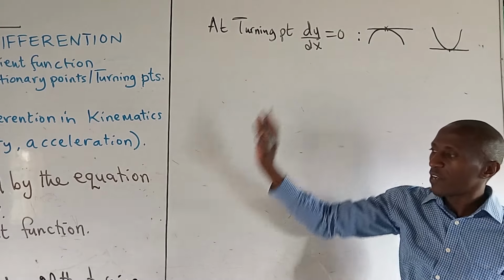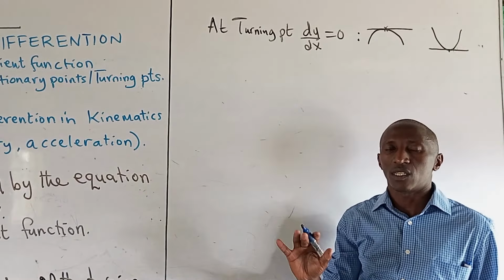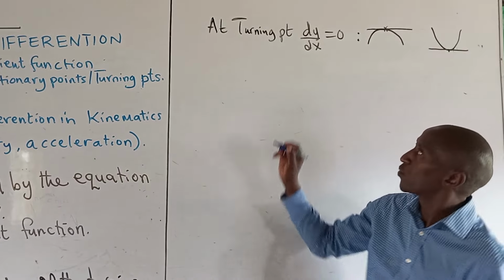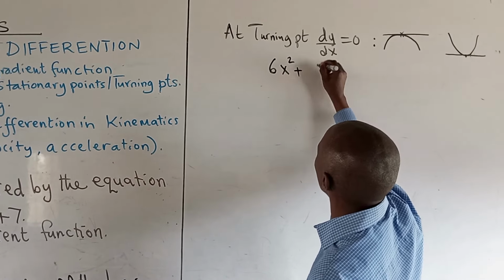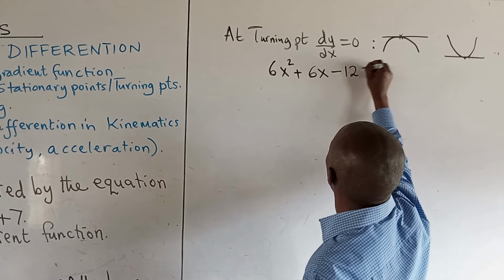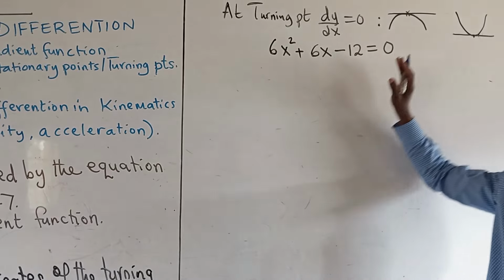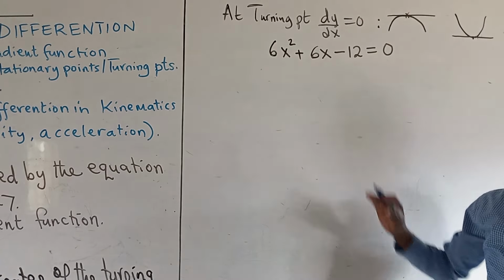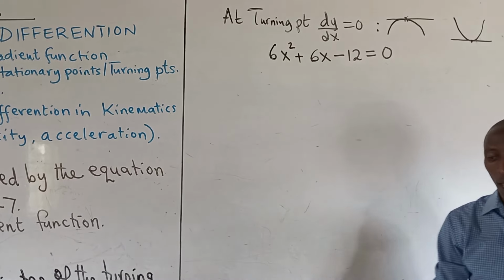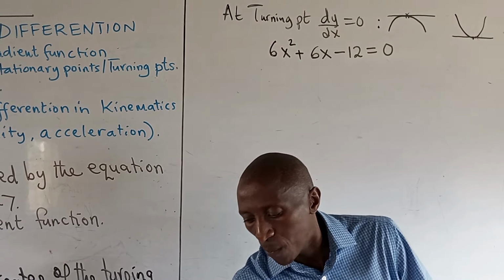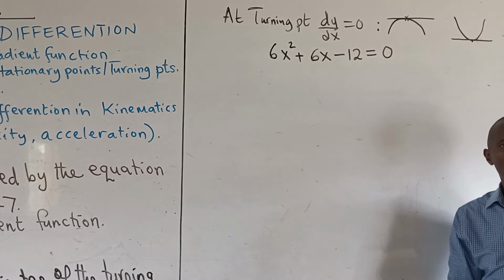So now that we have calculated the gradient function in the first step, we shall not redo it again. We carry it over. So we say 6x squared plus 6x minus 12 at the turning point is equal to 0. The gradient function at the turning point is equal to 0. So this forms a quadratic equation which we solve by the easiest approaches that we can think of, and one of them is the factorization method.